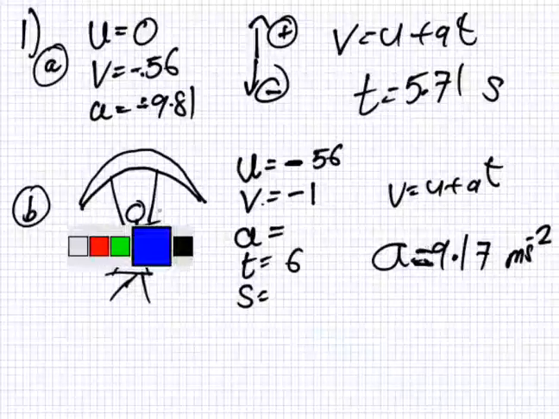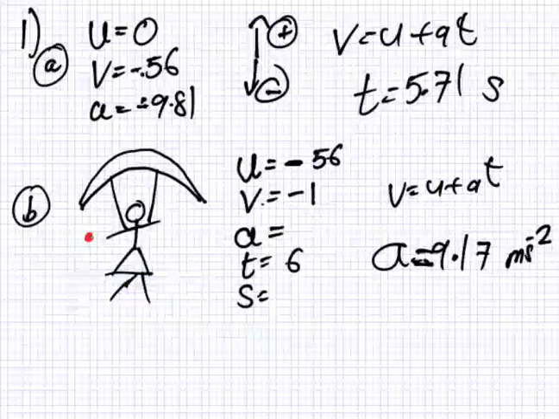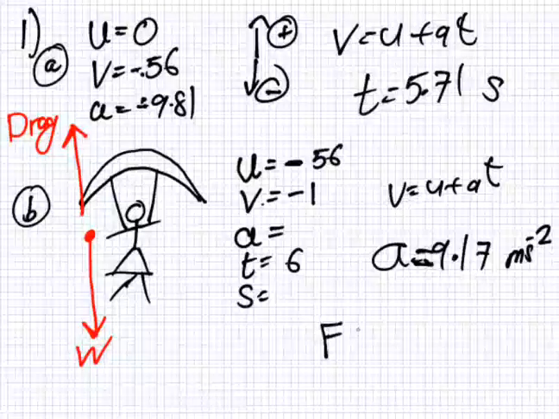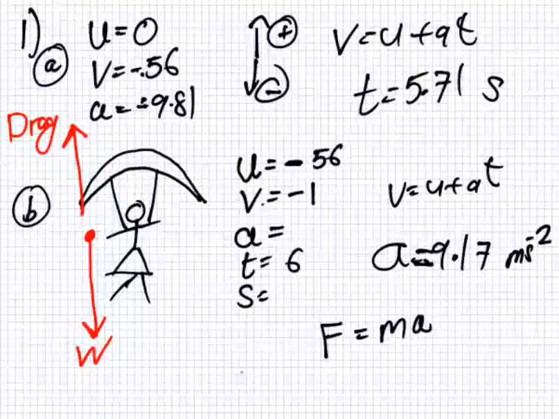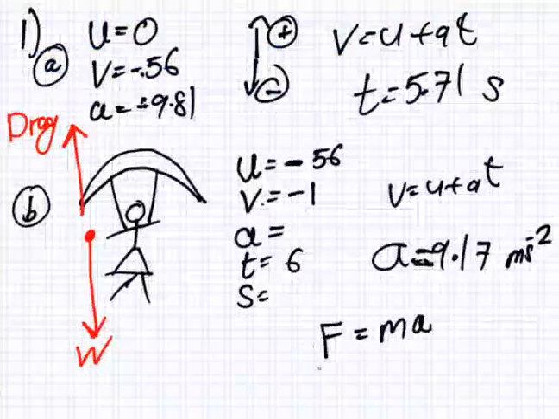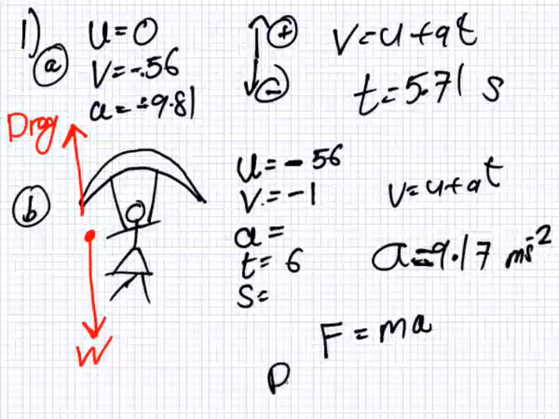Alright. If she was falling, what should her acceleration be? It should be 9.81, but it's not. It's 9.17. There are two forces on her. What are the two forces? The weight and the drag, or lift, or whatever you call it. So, if I say F equals ma, I should have minus W.